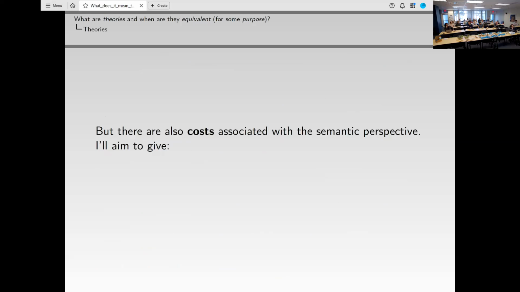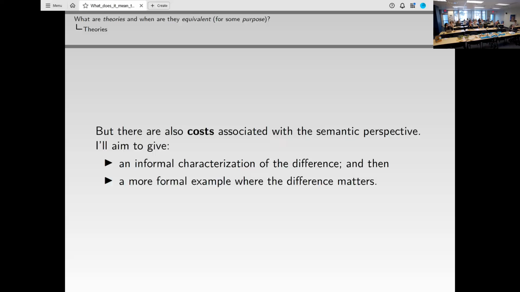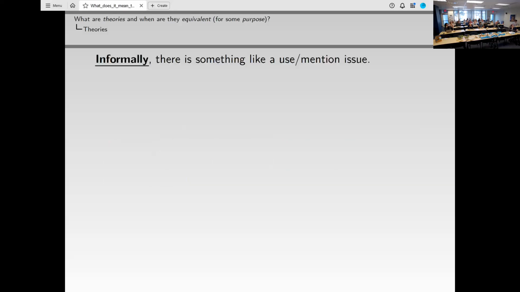But I think there are also costs with the semantic perspective. What I want to do is give an informal characterization of the difference, something a bit touchy-feely, with Quine, known for his touchy-feeliness, and a more formal example where we can illustrate the difference mattering. Informally, I think there's something like a use-mention distinction going on.